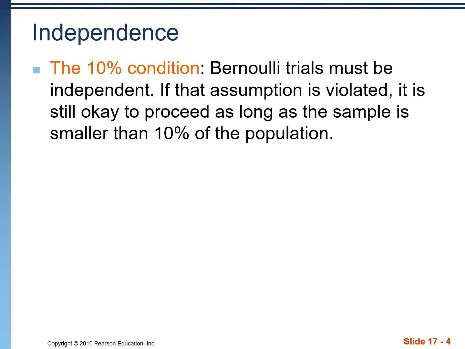There's also something called an independence condition. It's the 10% condition. This condition comes up over and over again throughout the remaining chapters in the book. Bernoulli trials must be independent. A lot of times they're not. We're going to ignore that as long as we're dealing with a sample that's smaller than 10% of the overall population. So it's okay if they're not independent as long as our sample size is small enough, and by small enough, we mean less than 10% of the overall population.